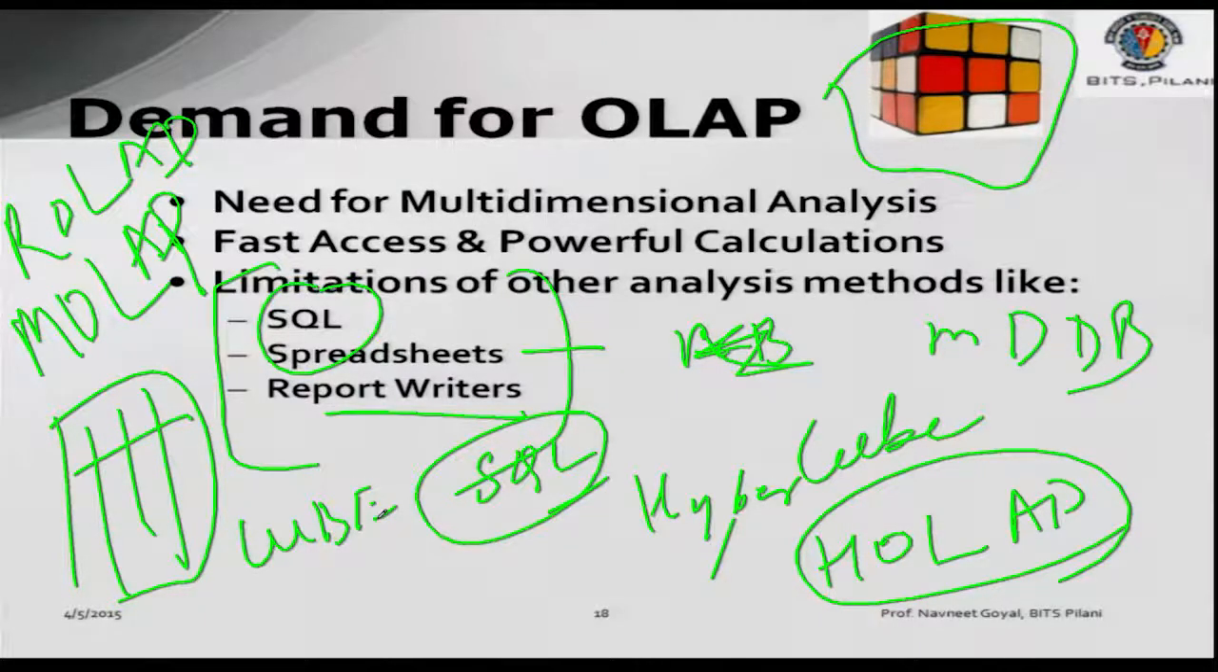Spreadsheet is typically 2-dimensional, and report writers also have their own limitations. So to overcome these limitations and to provide users with a very strong tool that can perform any kind of analysis that he or she wants to perform, we use a tool which is called OLAP. OLAP is the most generic term, and as I told you, ROLAP and MOLAP are variants of this depending upon how the data is stored, and HOLAP is a kind of hybrid model, which is a combination of relational as well as multidimensional model.